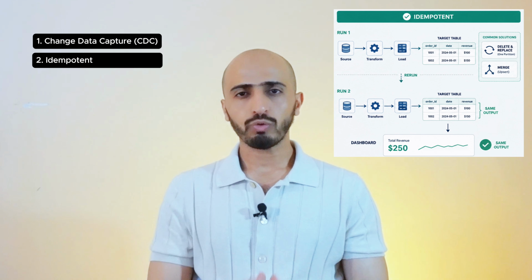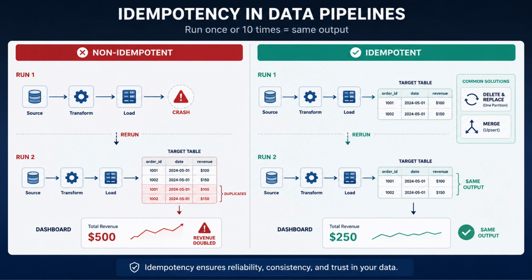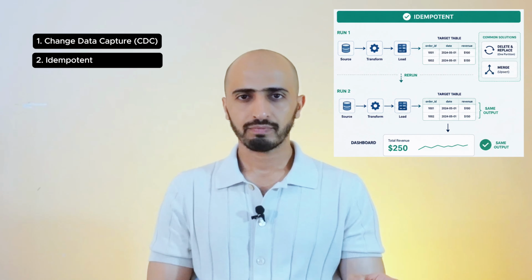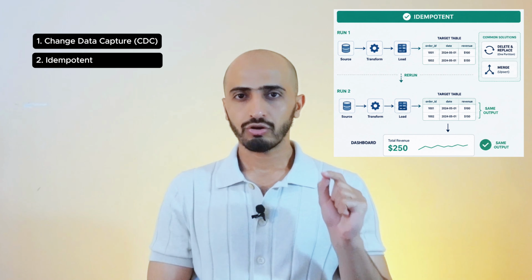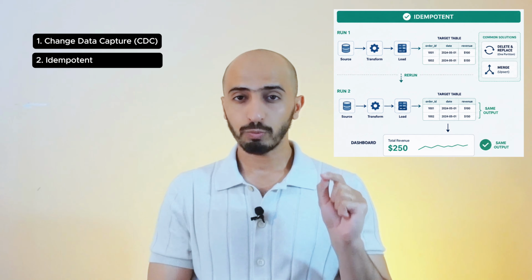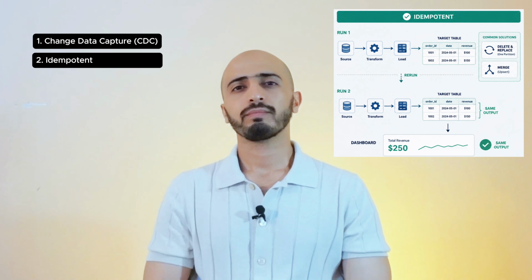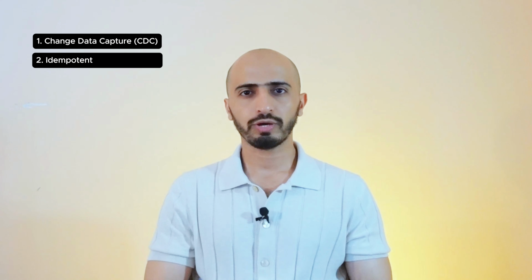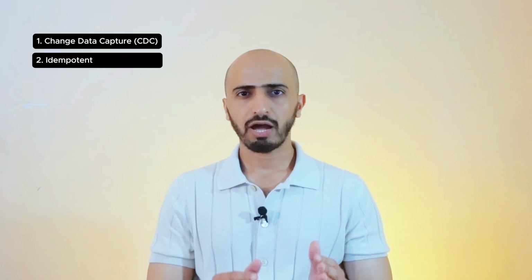All right. Now the rule is simple. Never assume your pipeline is running for the first time. Most of the time, things fail in production, right? And the concept is this. If rerunning creates duplicates, you have a problem. That's it.